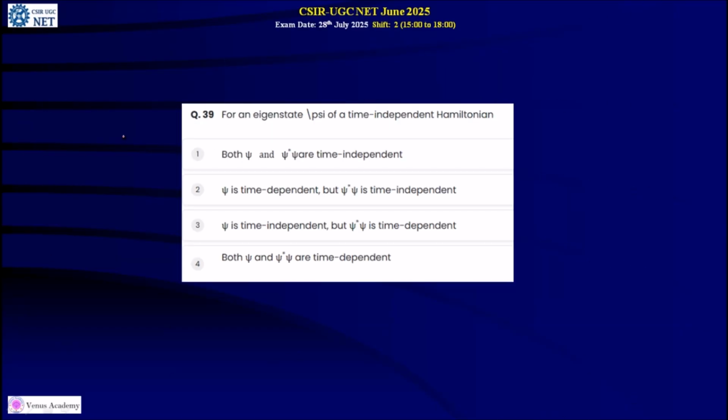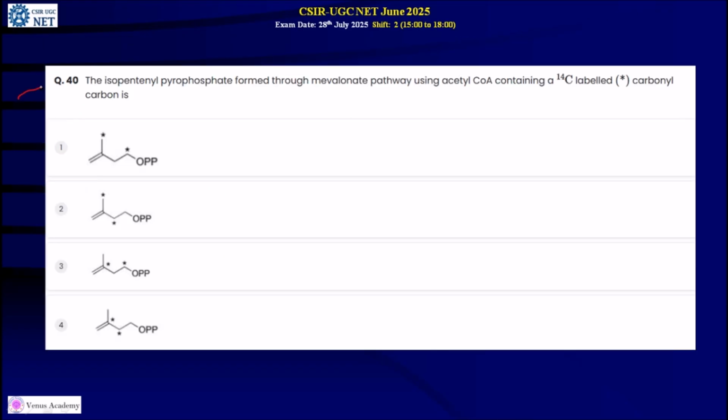Next, question number 39. For an eigenstate psi of a time-independent Hamiltonian, option number 2 is the correct option, students. Next, question number 40. The isopentenyl pyrophosphate formed through the mevalonate pathway using acetyl coenzyme A containing a carbon-14 labeled isotope at the carbonyl carbon is. So option number 3 is the correct option, students. It is going to give this pyrophosphate.